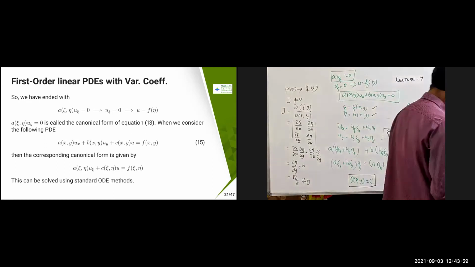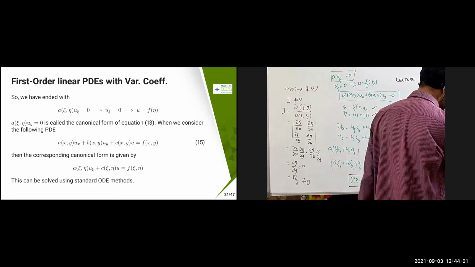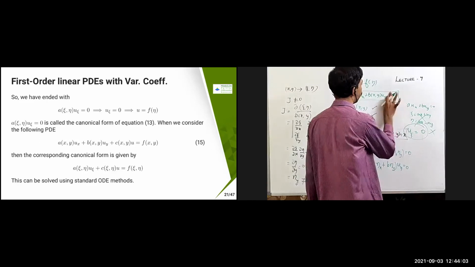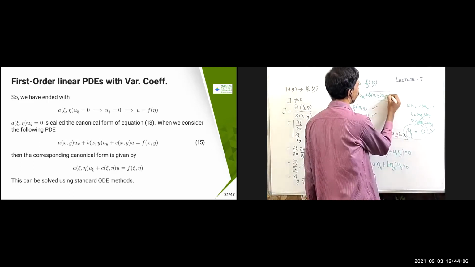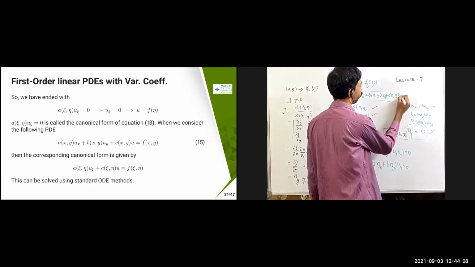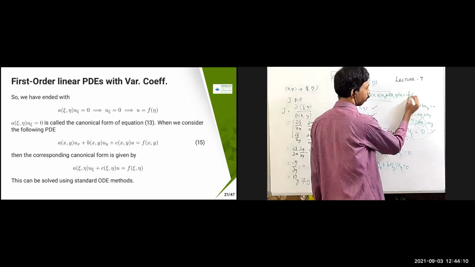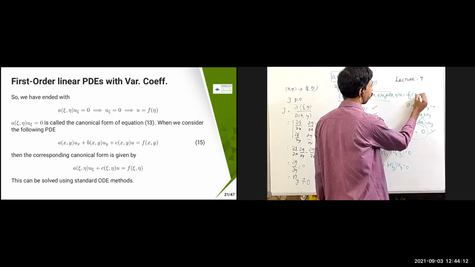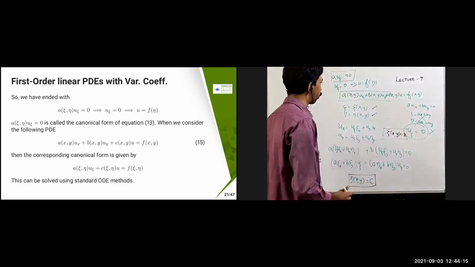Now let us make it a little more complicated. So instead of this one, I'm going to solve this problem. Sir, why can't we select eta and chi as ax plus by, like in the previous case?